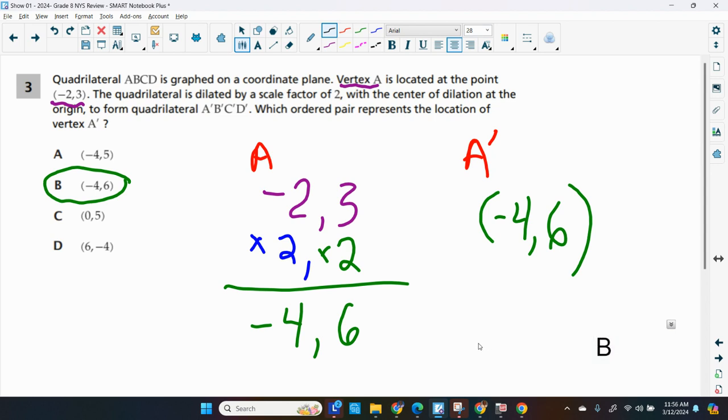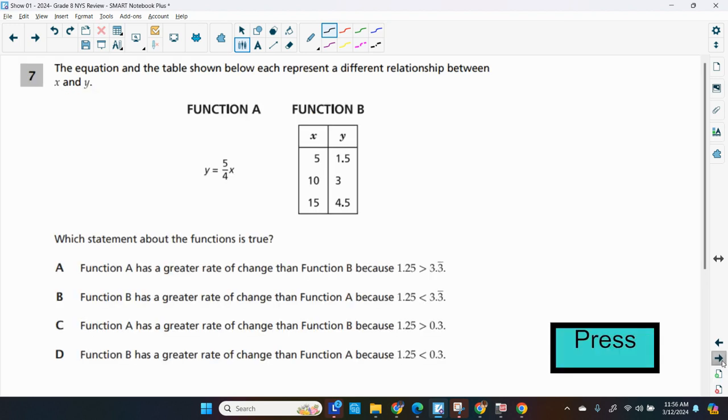So that's basically how we deal with scale factors. Either the point shrinks or it grows. If you run into a fraction on the scale factor, you definitely know it's shrinking down. If you have big numbers of scale factor like 2 or 5, something like that, it's growing that many times the size. All right, let's move on.